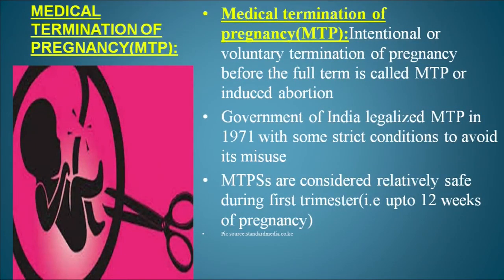Medical termination of pregnancy, in short called MTP or induced abortion. The Government of India legalized MTP in 1971 with some strict conditions to avoid its misuse. MTPs are considered relatively safe during the first trimester, so it is always advisable to go for MTP in the first trimester, that is, up to 12 weeks of pregnancy. Thank you. This was all about reproduction and population control.